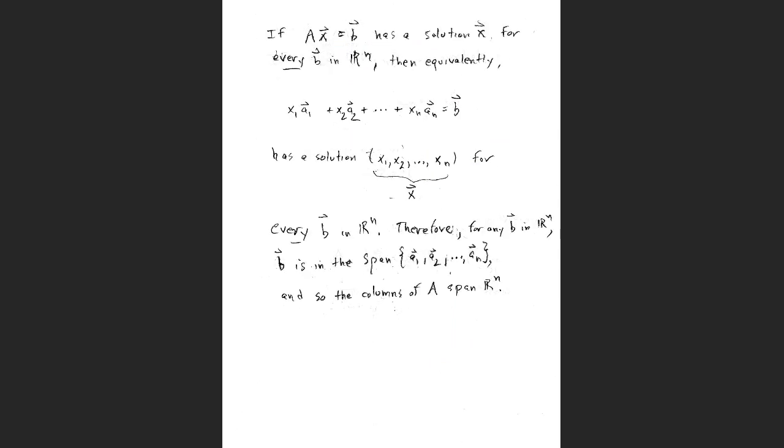All right, so if the matrix equation AX equals B has a solution X for every B in n-dimensional space, then equivalently, this statement here is true. What is that statement called? That's a special equation. We give a name for this equation.